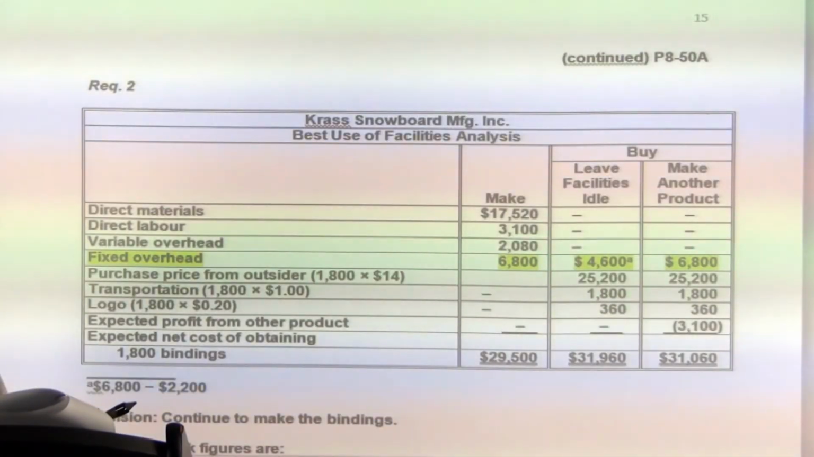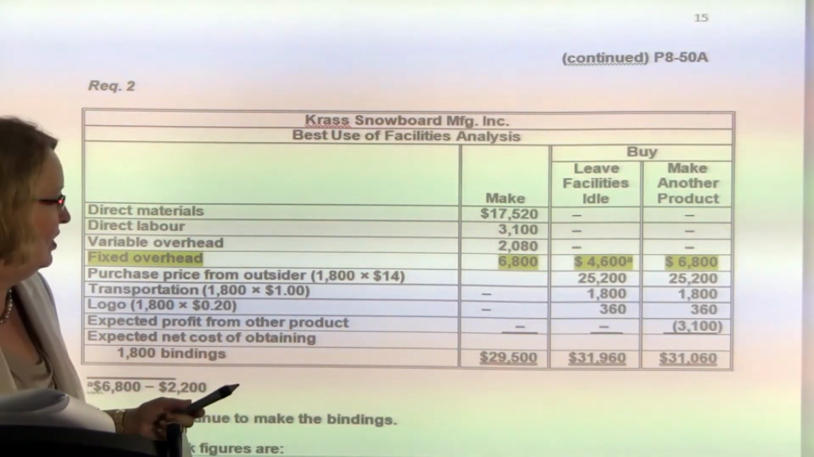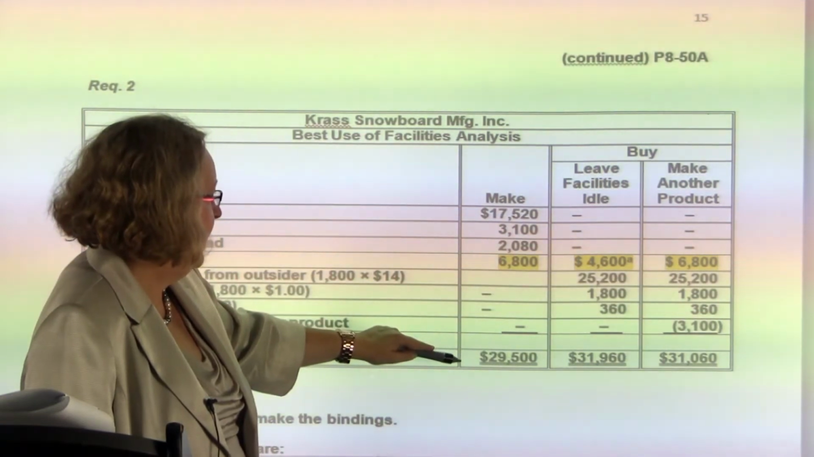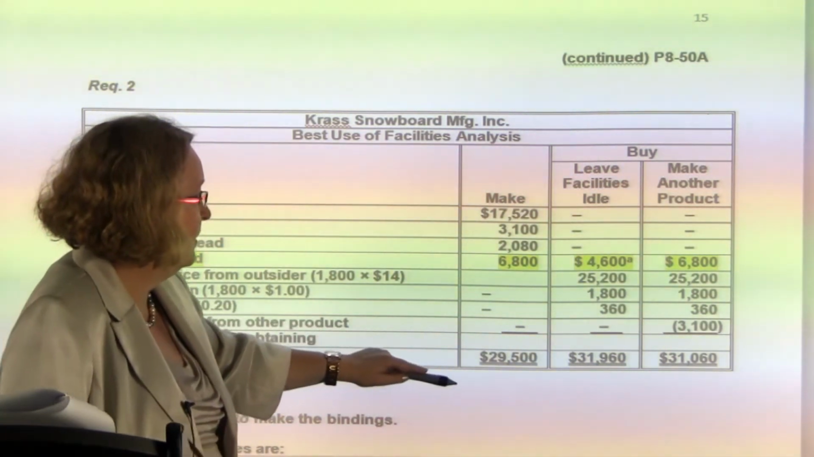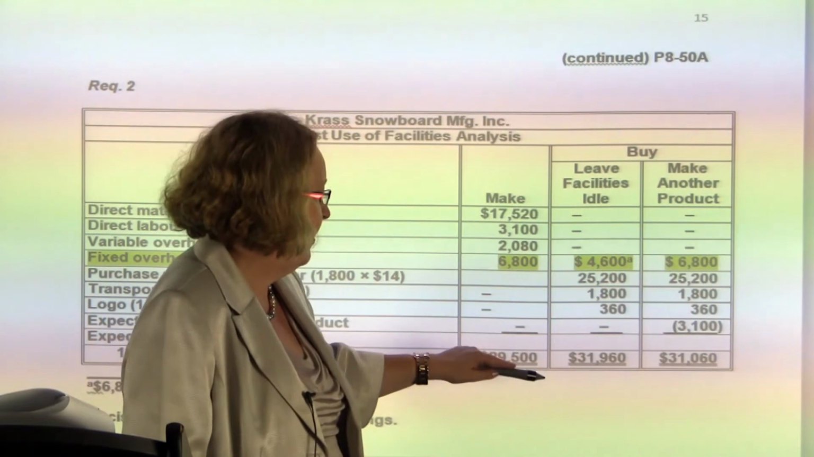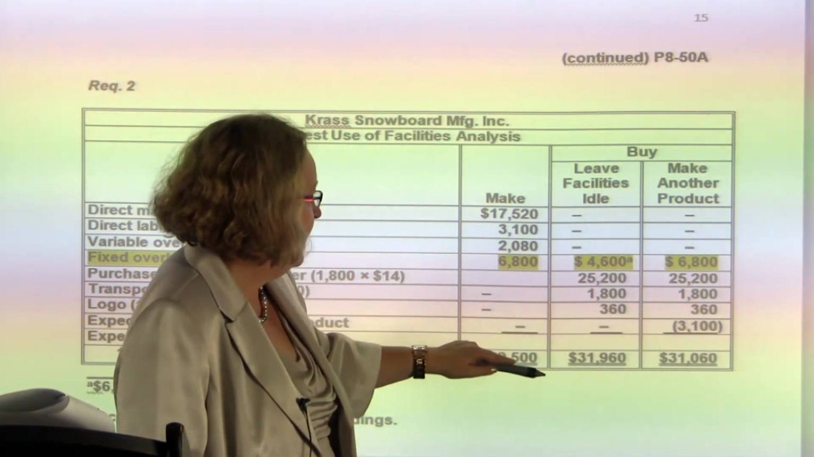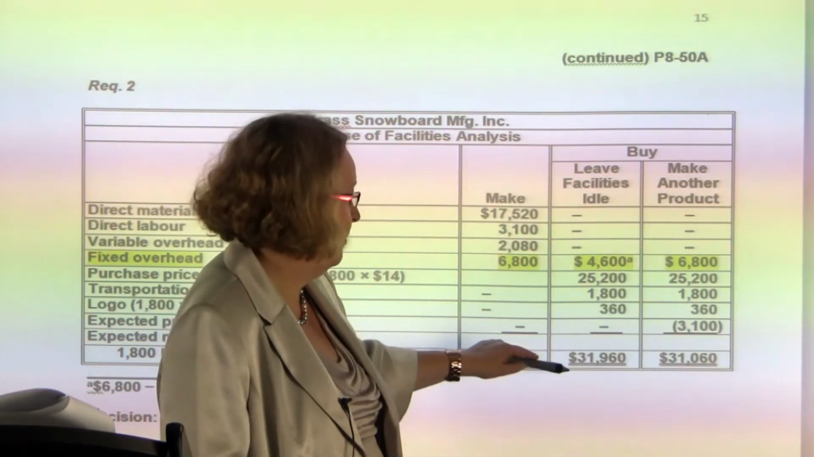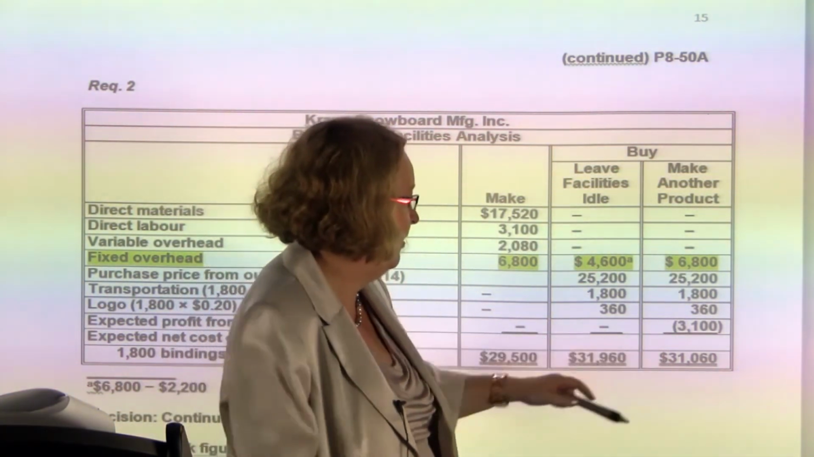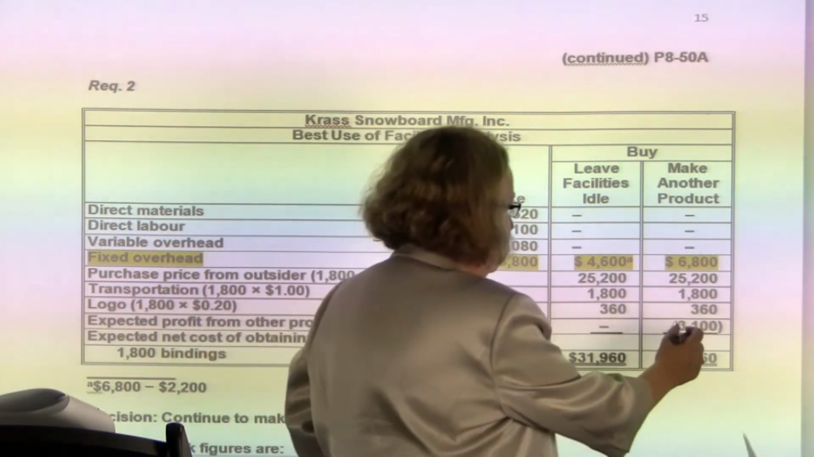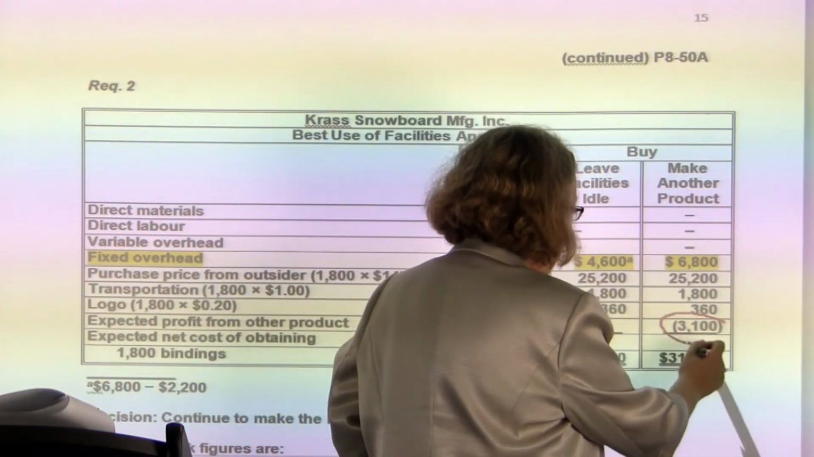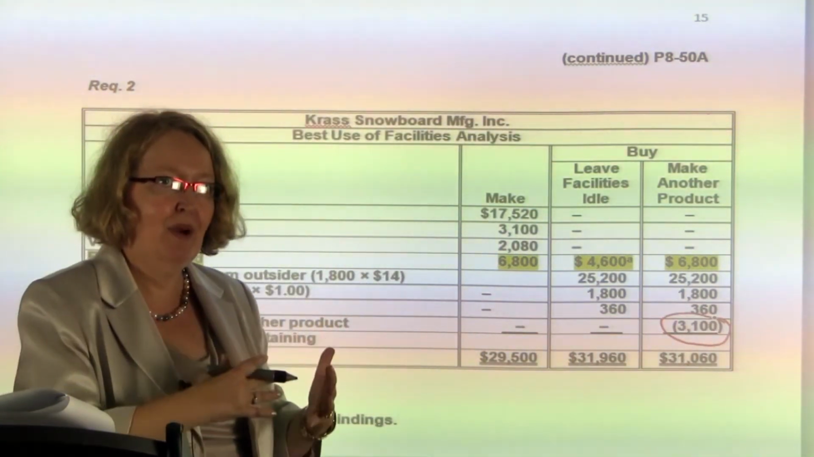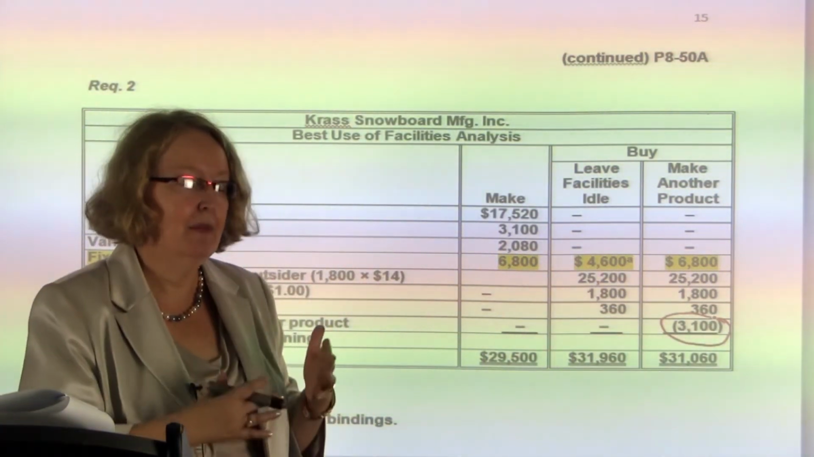So here you'll see that in this situation, we're still having the same cost to make it, but now we're faced with a slightly different scenario. So here, leaving the facilities idle is the same as the previous problem, but now what we're saying is that by outsourcing, we can actually use our facilities. Because we're buying the product, we have the capacity now to make something else.